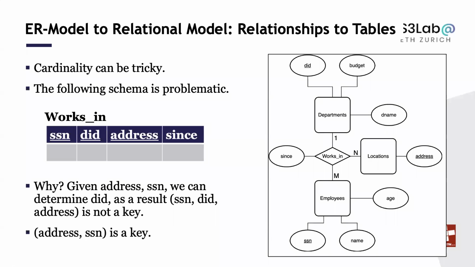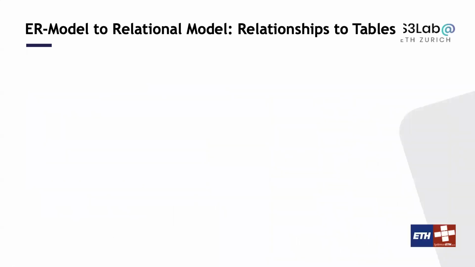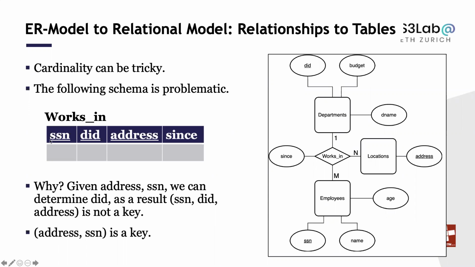So in this case, when we do the translation, instead of having these three attributes as the key, you should have the address and SSN as the key. Does that make sense? Because if I know the location and I know the employee, I can uniquely identify the department. So essentially, to identify one participation in this relationship, I only need the key of two entity sets instead of the key of all three entity sets.